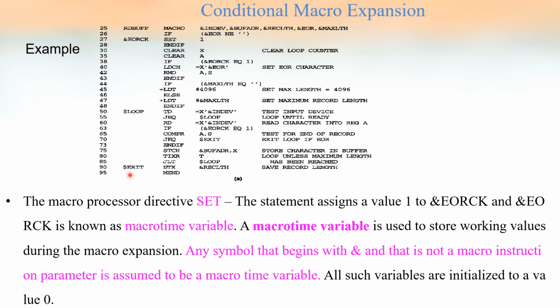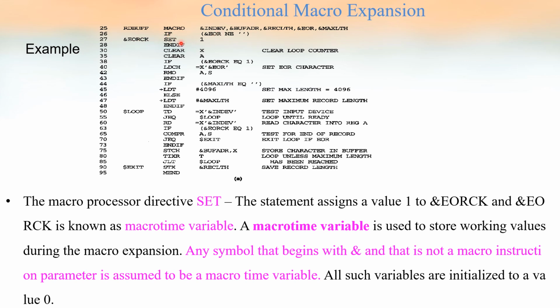So this is the definition of the macro RDBUFF, with parameters &INDEV, &BUFADR, &RECLTH, &EOR (end of record) and &MAXLTH (maximum length). End of record means when we have to stop the input. Then the IF condition here is &EOR NE blank space. NE means not equal to. Then if the condition is true, the statement gets executed.